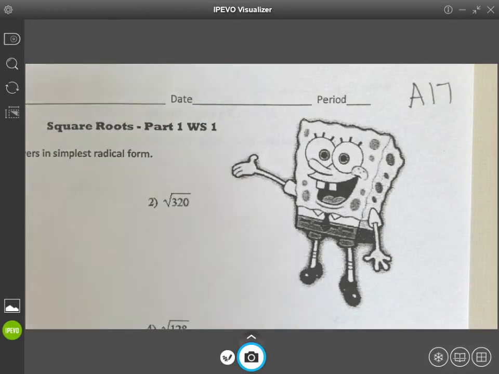All right, so we're looking at worksheet A17. We're breaking down our square roots. There is a front and a back.